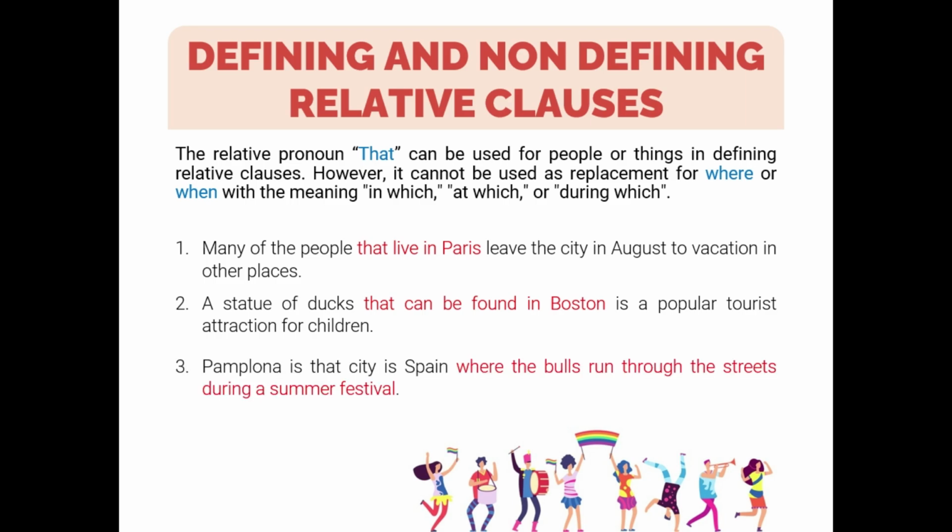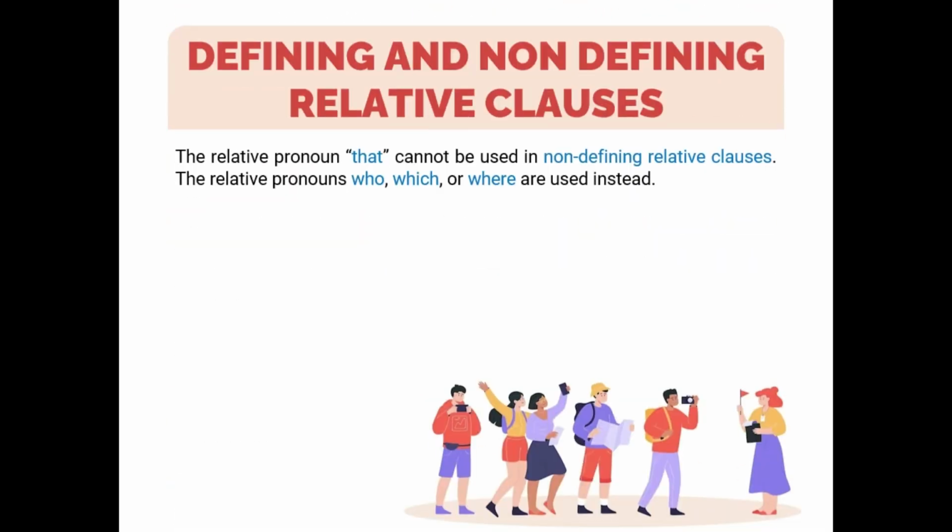Number three, Pamplona is that city in Spain where the bulls run through the streets during the summer festival. Number four, summer is the season when New York is crowded with tourists from all over the world. Now, the relative pronoun that cannot be used in non-defining relative clauses. The relative pronouns who, which, or where are used instead.